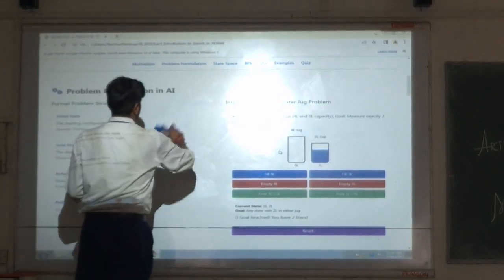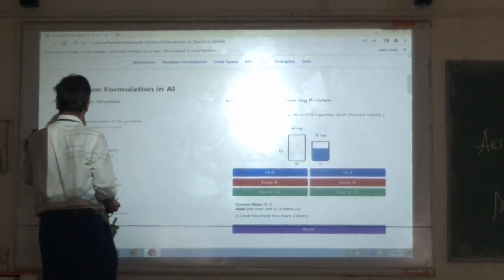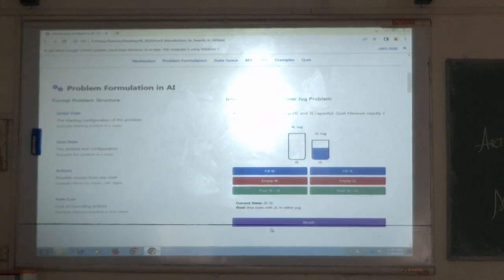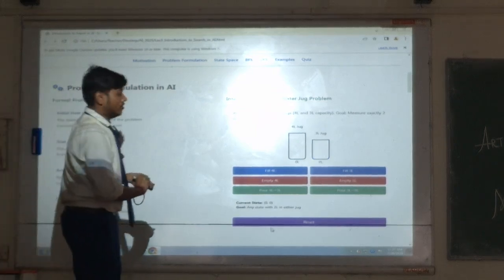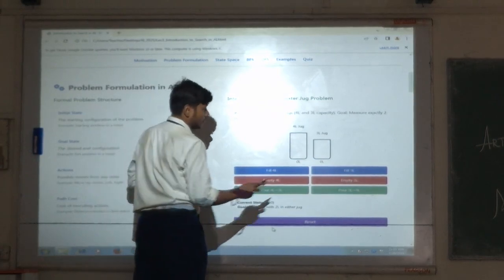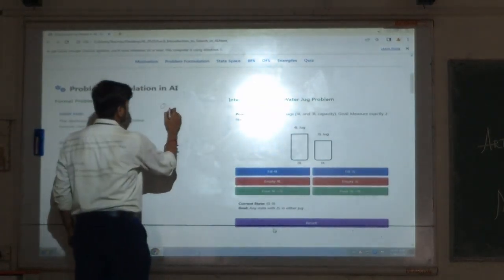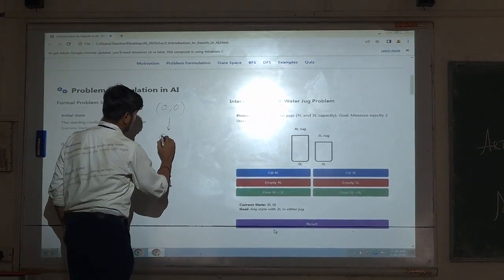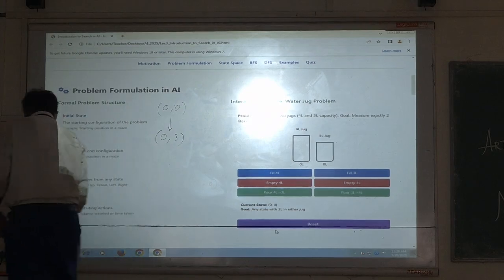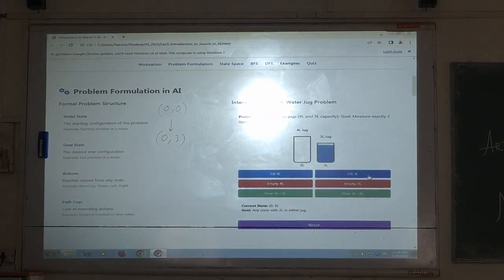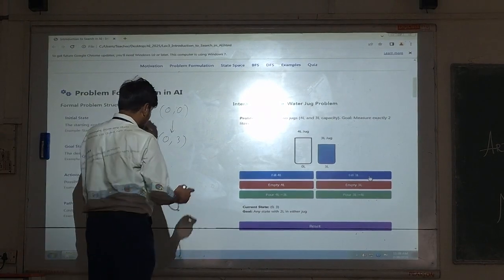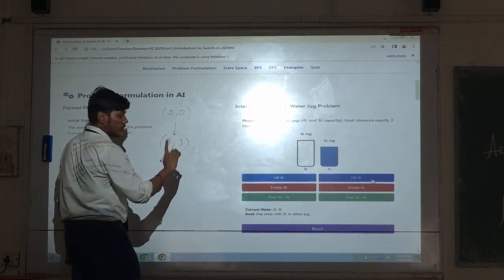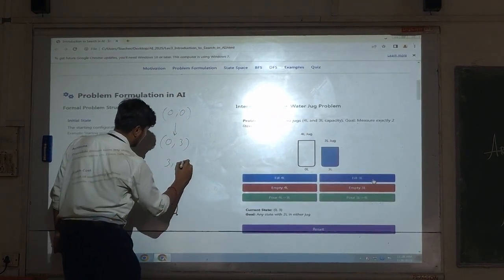If you didn't understand, I will ask Abhishek to repeat this. Abhishek, reset the problem and start again. First, we will fill the 3 liter jug. So first we start with 0, 0. Okay. We will move on to 0, 3. We have 3 liters. Now we will transfer the 3 liters to the 4 liter jug. So we will have 1 liter of space in the 4 liter jug. So 3, 0.